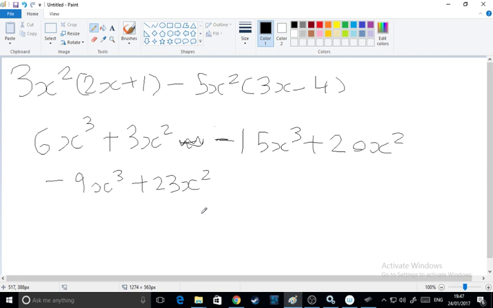Let me just check that. I should really bookmark the answer page, shouldn't I? Yeah, let's just do that real quick then. Okay, there we go. Yep, minus 9x to the power 3 plus 23x squared. Just realised, wouldn't it be embarrassing if I got one of these wrong?